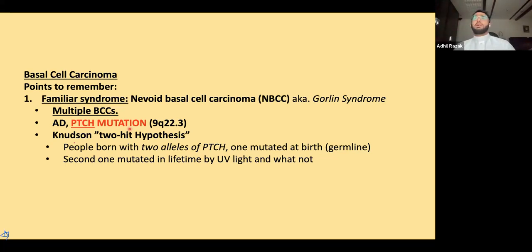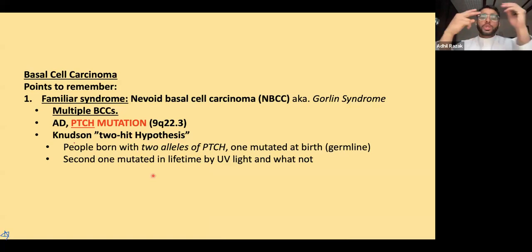Your SAQs, if I remember right, will probably be on pemphigus vulgaris or something very simple, hopefully. But yeah, the CDKN2A mutation is dysplastic nevus or melanoma. PTCH is basal cell carcinoma, and squamous cell carcinoma is P53. Very straightforward, that one. Basal cell carcinoma, especially the NBCC or Gorlin syndrome, follows Knudson's two-hit hypothesis. I'll make this very simple for you guys.